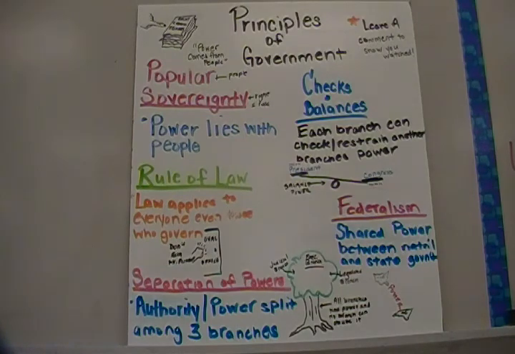So here it is, the principles of government. This is how everything is split up for the people in order to get their rights heard and to make sure that they maintain a certain sense of power and balance in government. Now, these are the 5 principles of government.